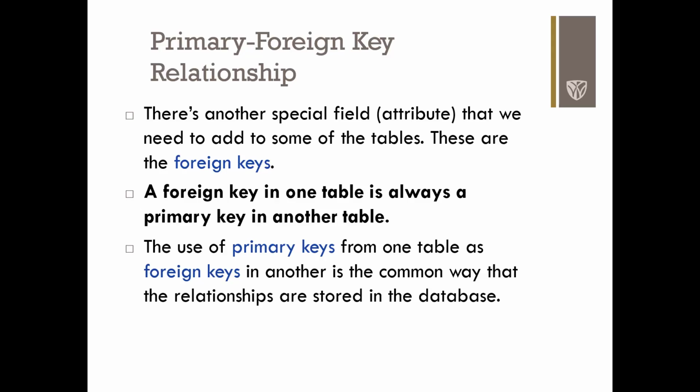We need to identify how we're going to maintain these relationships. When we actually build tables using a create table command, how are we going to maintain these relationships? Well, the way it's done is using foreign keys. A foreign key is the primary key from one table added to a second table. The foreign key in one table will always be equivalent to or represented by the primary key from another table. This is the most common way of storing relationships in a database.